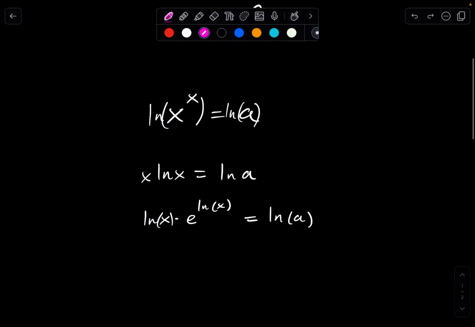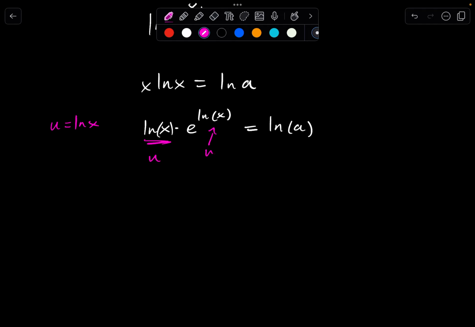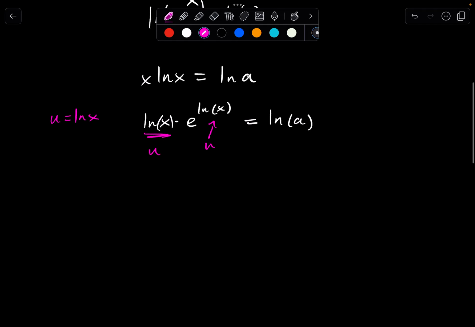So what's the whole point of this? We just got here where we have something we can write as u. So we let u equal to natural logarithm of x. That means we have u up here as well. So what do we just do? We can rewrite this as u times e to the u is equal to ln of a.